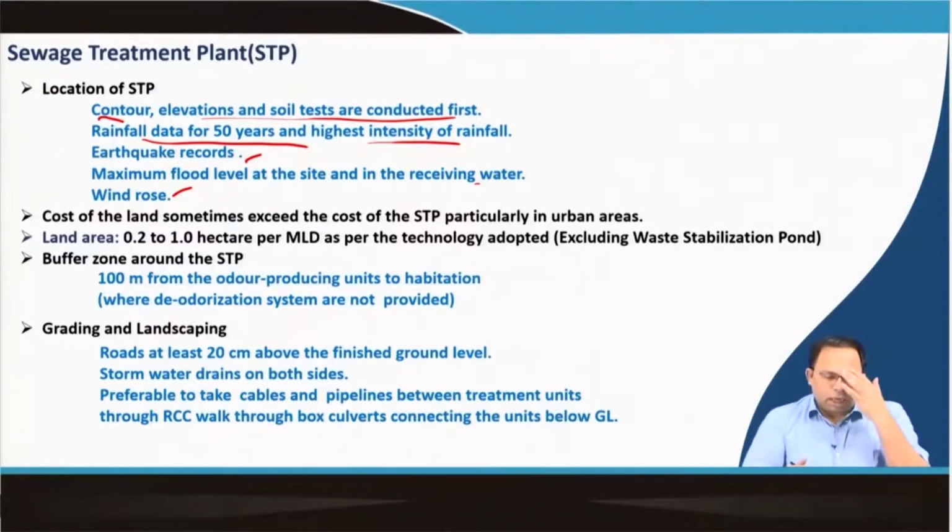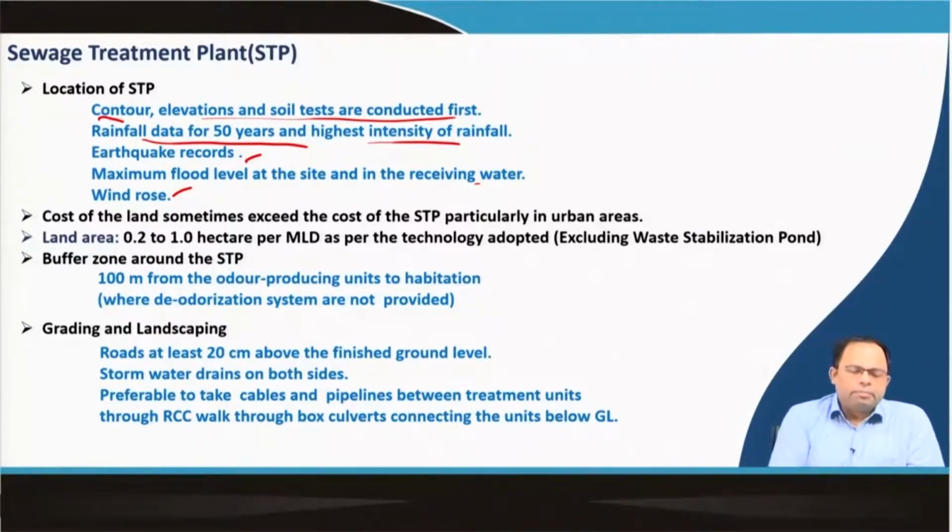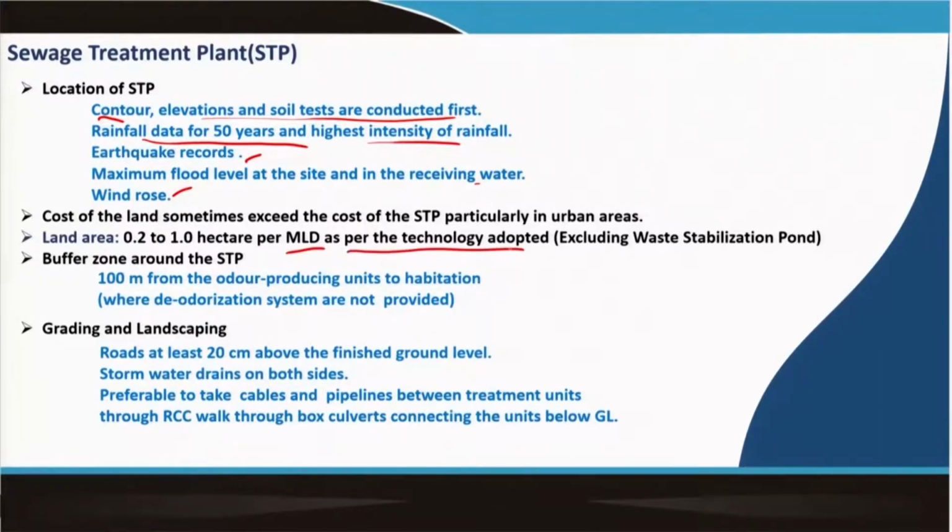Because it is an urban area, we find that in many cases the cost of land sometimes exceeds the cost of the STP itself, right. So, that is understood. That means that for all the different costing, we have to be careful about that part. And also, how much land area is reserved? As per thumb rules, it is around 0.2 to 1 hectare per million liters per day of sewage treated, but also as per the technology adopted.